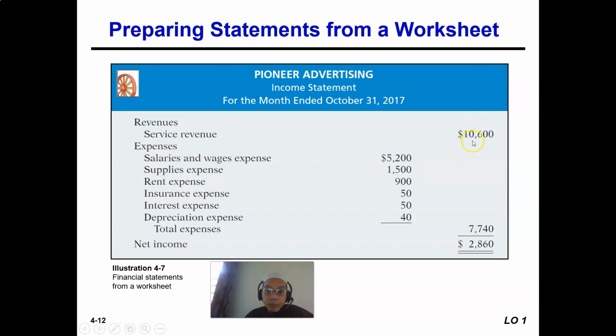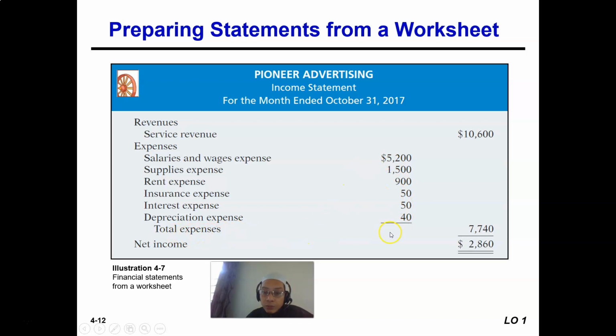Then we populate the expenses. We write the title here as expenses, and then we list all of the expenses. We have 1, 2, 3, 4, 5, 6 expenses: the salary and wages expenses, supplies expense, rent expense, all of this. So we write the total here a little bit in the middle, and then we total up all of the expenses.